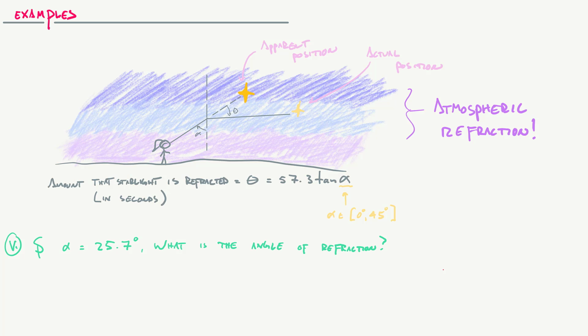Well, it's not really that complicated of an example since we're just plugging stuff into the formula. We know alpha is 25.7. You just run this through your calculator, make sure that it's in degrees, and you get 27.57 seconds. So that means that the light is bent about 27.57 seconds, right?